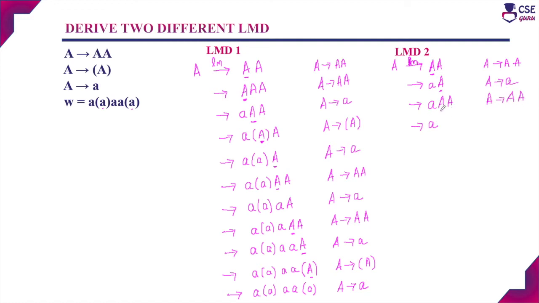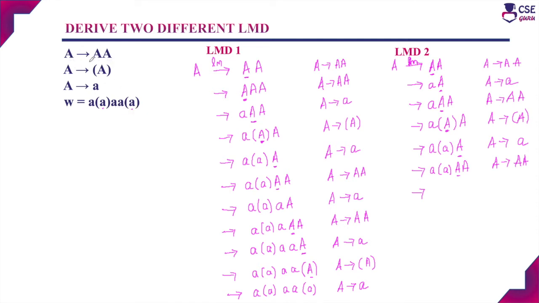Next, choose the leftmost non-terminal and apply the second rule. A derives open bracket A closed bracket. Choose the leftmost non-terminal and apply the production rule. A derives A. Now choose the leftmost non-terminal and apply the production rule. A derives AA. Now choose the leftmost non-terminal and again apply the production rule. A derives AA. We need to get 3 A's here.